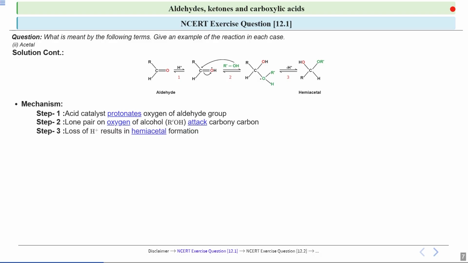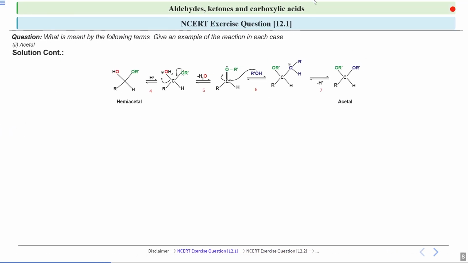And finally, in step 3, after the alcohol attacks the carbonyl carbon, a proton is lost, which results in the formation of a hemiacetal. You see this oxygen is positively charged, so there is loss of one proton, and finally you get a hemiacetal. That is, to this carbon an OH group and an OR group are attached. This hemiacetal is the intermediate which will finally lead us to the product, which is the acetal.